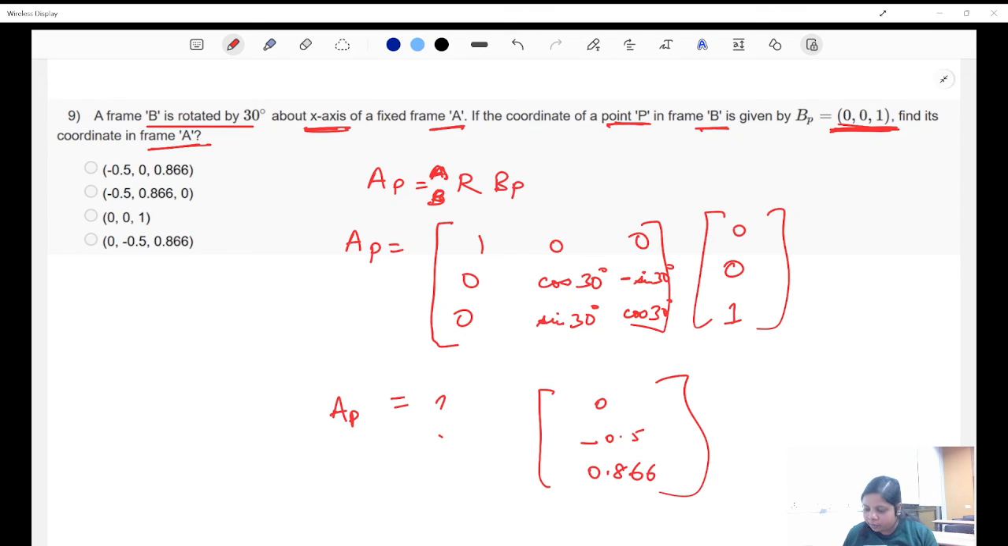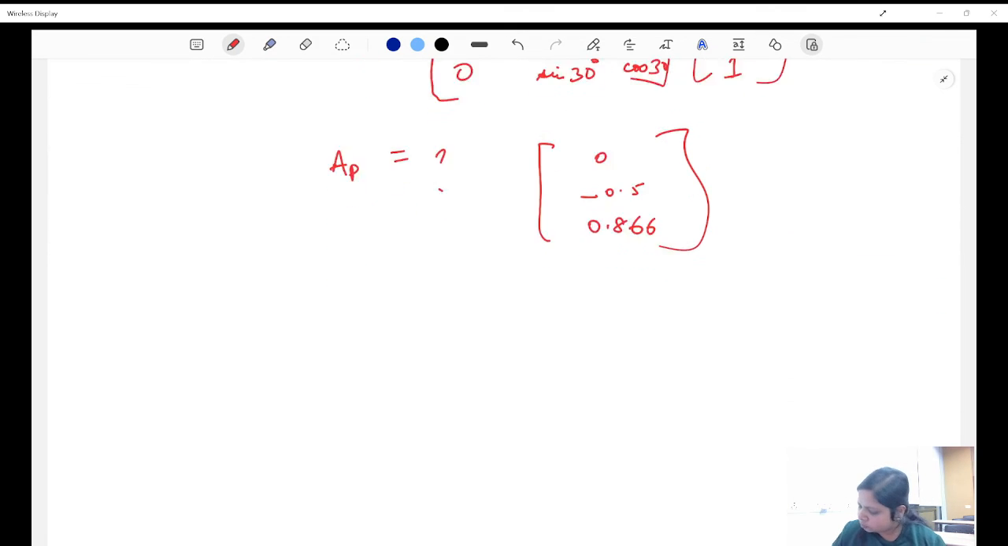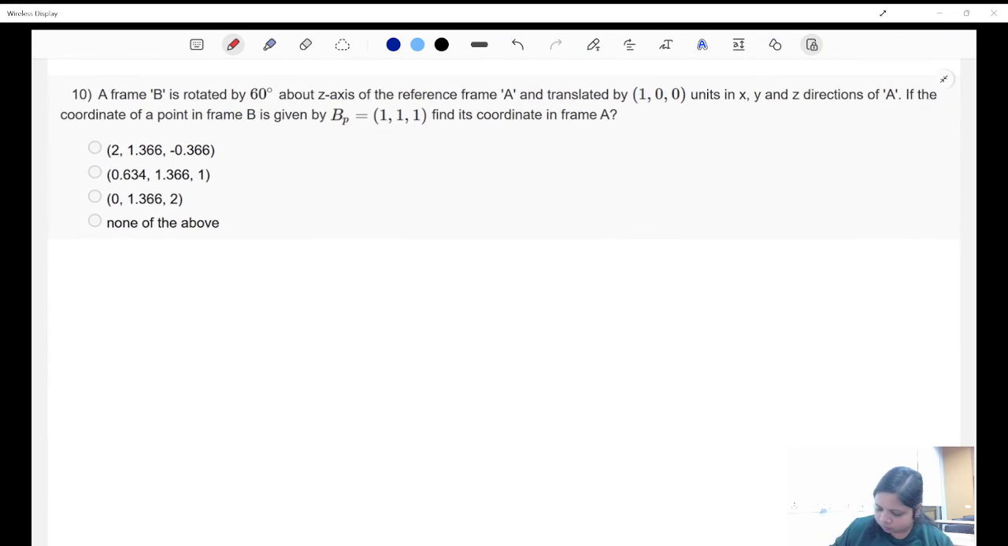Alright. Now we'll move to the last question. This would also involve translation. It is almost a similar question, just with translation. So a frame B is rotated.